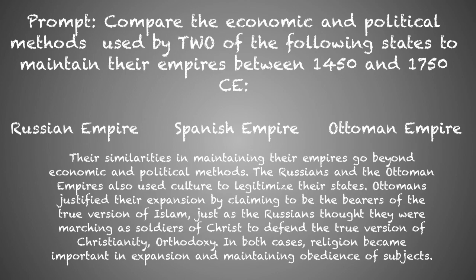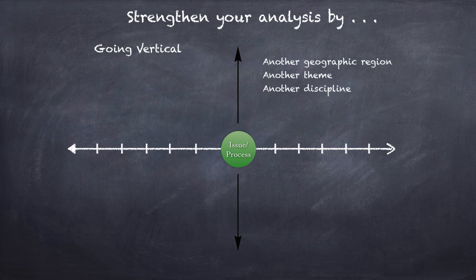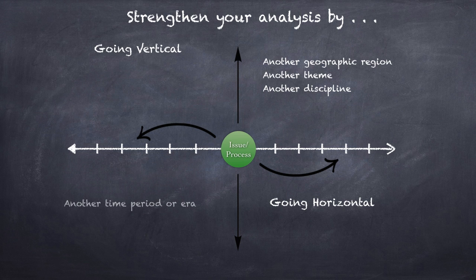So let's review synthesis really quickly here in conclusion. You can strengthen your analysis and synthesis by going vertical. That means by referring to another geographic region, extending your analysis by referring to another theme, or by bringing in another academic discipline to bear upon your argument. You can also go horizontal, and that means reaching back to a previous era outside the prompt or forward, and showing that what you're describing in terms of causation or periodization did take place in another time period or era.